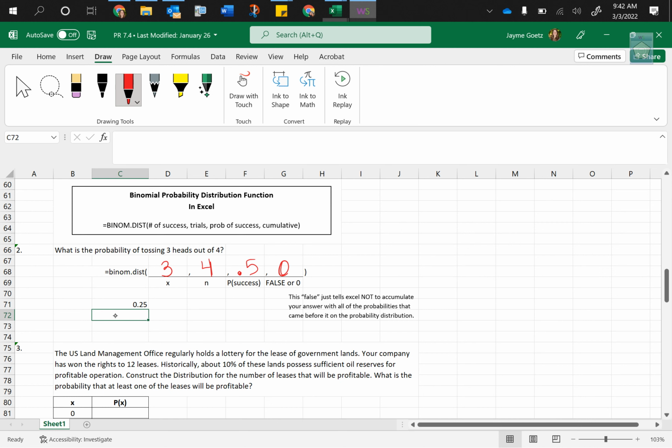Okay, so now that we have an understanding of this binomial distribution function, let's do a couple of examples with it so you guys can see how it works, like what it is for. Okay? Give you a second to catch up.